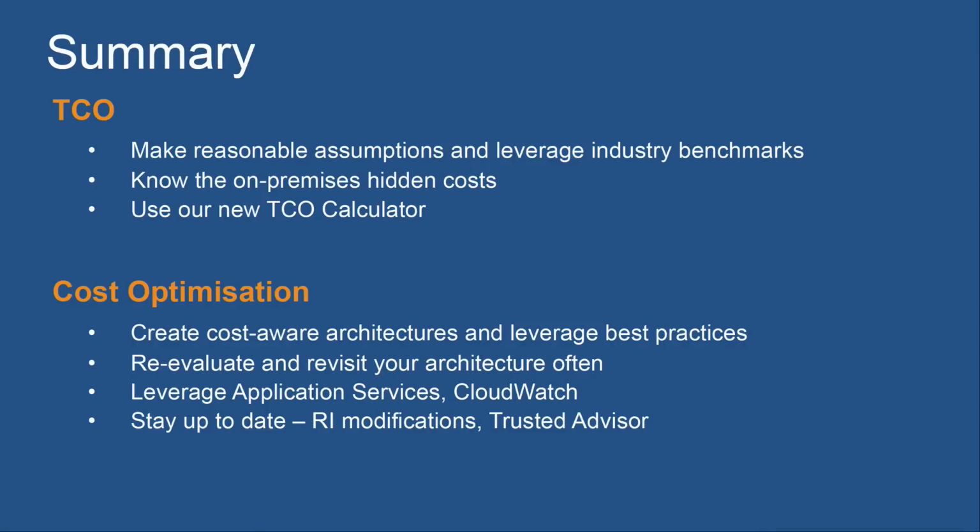So here's what we covered today. The TCO summary was to look at how you can make reasonable assumptions and use the TCO tool to leverage industry benchmarks, and knowing about your on-premises hidden costs, power, real estate, cooling, all of the other services that wrap around your data center, and making sure you factor those into your TCO modeling. And in cost optimization, we spent quite a bit of time looking at techniques you can use to build cost-aware architectures, best practices to minimize your costs, revisiting and re-evaluating your architecture often, for example in EC2 instance selection, using application services from AWS, including CloudWatch.